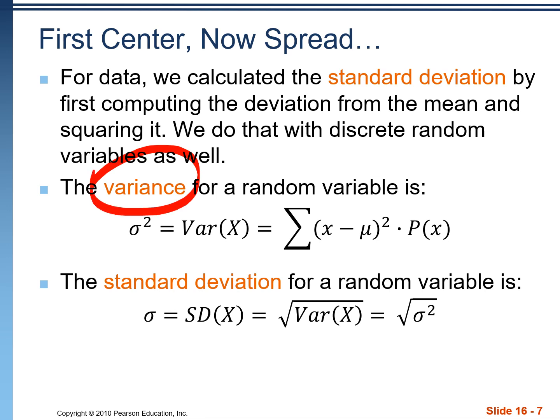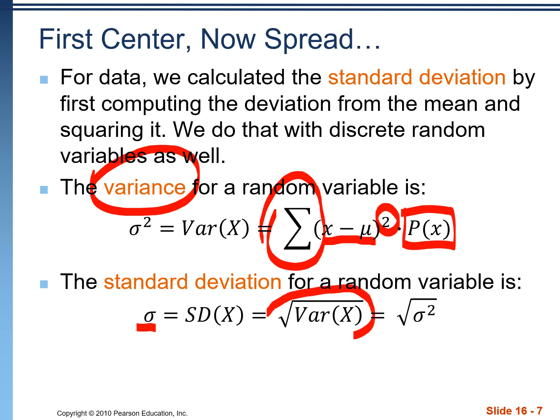Variance is given by this equation, and we want to take each individual x value, subtract the mean, square that difference, and then multiply it by its probability. So we do that with every column in the table, and then we would take the sum of all those values. That's the variance. To find the standard deviation, we just take the square root of whatever the variance is.